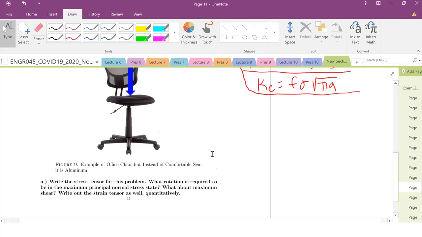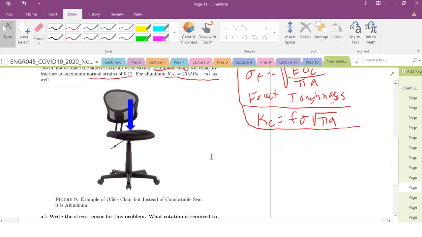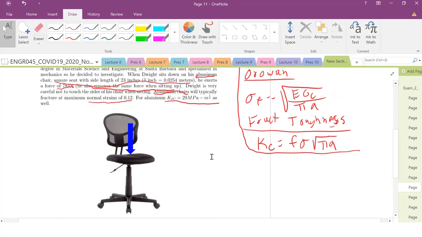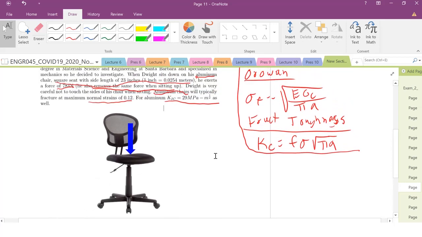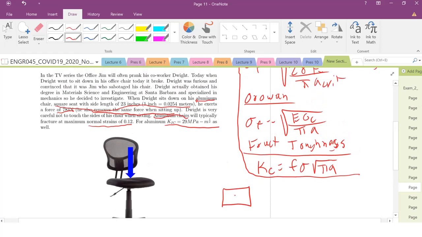So let's start to break down this problem. Right now we're just doing our general linear elastic problem setup. I have a chair that is a square, so I have my cube. Let me draw my cube here. I have my coordinate system here, 1, 2, 3, and I'm pushing down. There's a stress applied here, and that is the only applied stress here.